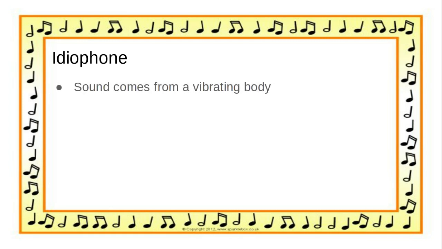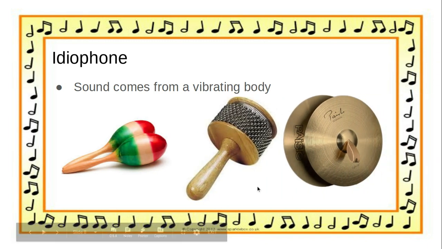This one doesn't make a whole lot of sense to me. Phone, again, meaning sound. Idio, I guess, is some sort of root word meaning body, but I'm not really sure. So sound comes from a vibrating body. Okay, so maracas and these gyros, the fun little shaker things that we have in class, and cymbals. All of these are idiophones. Idiophones are things that shake themselves.